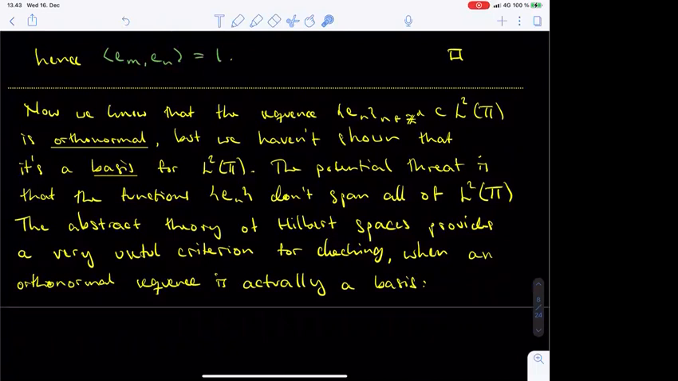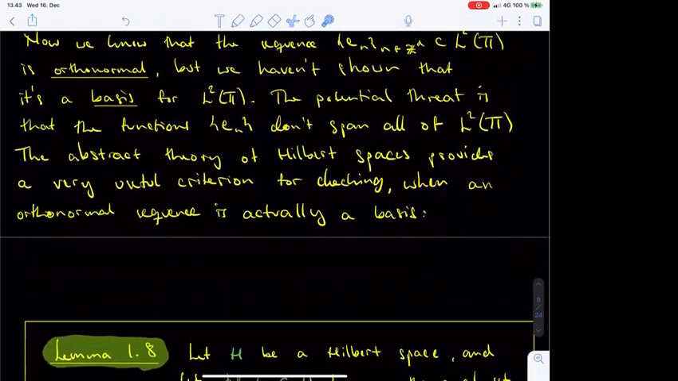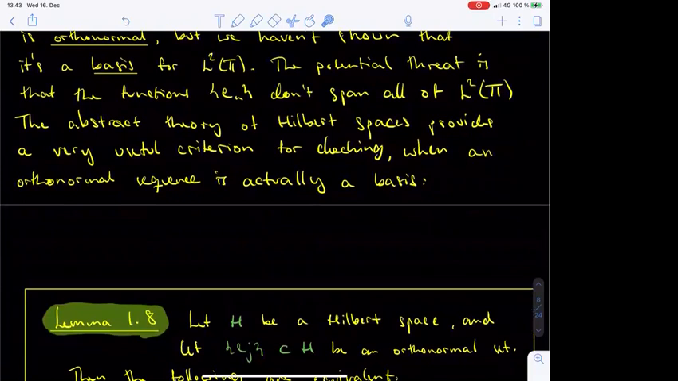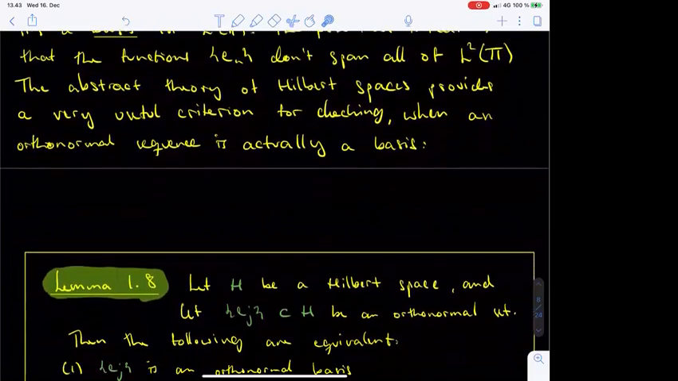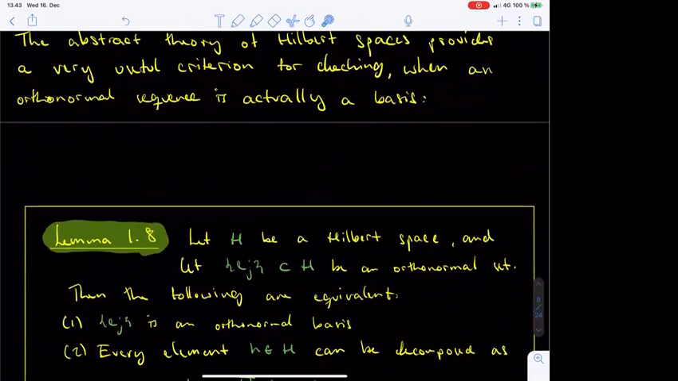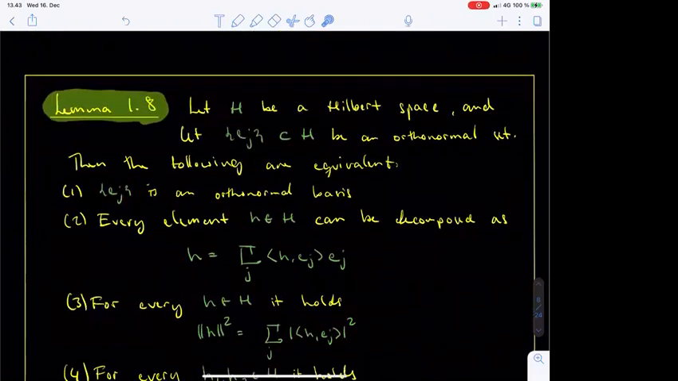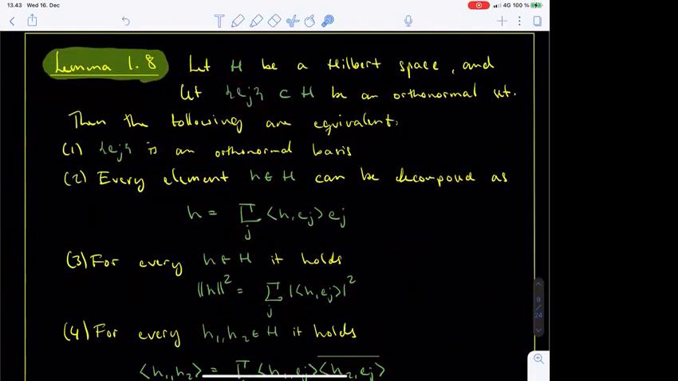There is a highly useful criterion from the abstract theory of Hilbert spaces for when an orthonormal sequence is actually an orthonormal basis. I will next go through this criterion in detail, but I will not prove it because the proof is contained in the course Functional Analysis. So here is the criterion, it's Lemma 1.8. Let H be an arbitrary Hilbert space, and let Ej be an orthonormal sequence in H. Then the following conditions are equivalent.